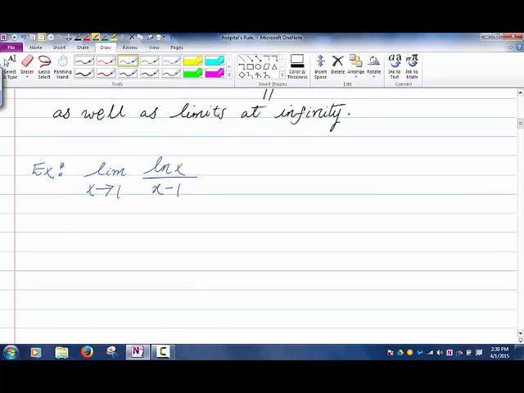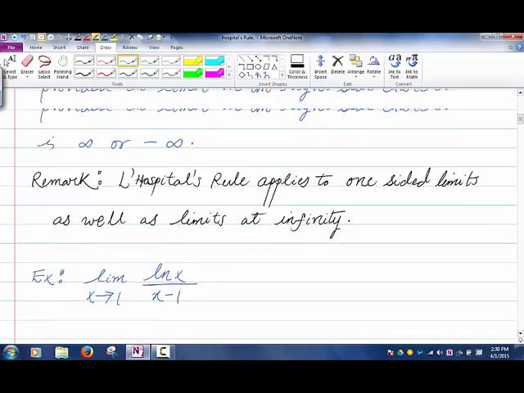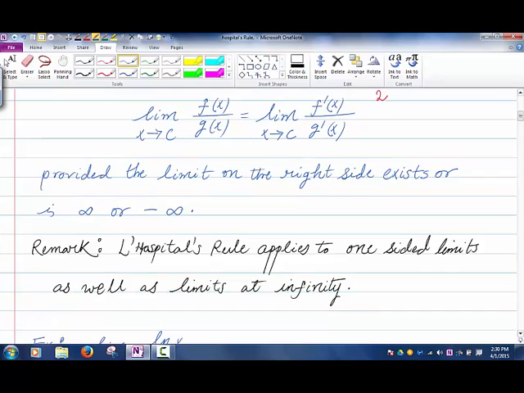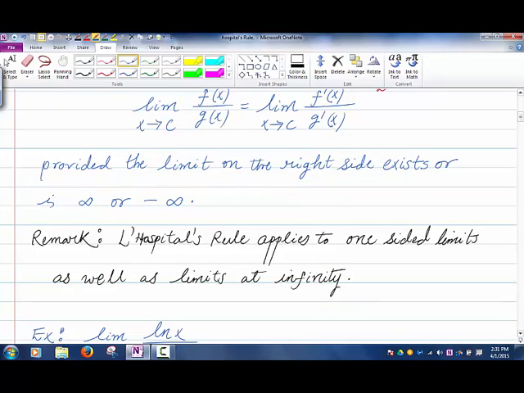Okay, so let's look at some examples then. What was the remark? Oh, the remark was I can use L'Hopital's rule not only for the limit as x goes to c, but also for the limit as x goes to c from the right or left, or as x goes to infinity or negative infinity. So you can apply L'Hopital's rule for any type of limit as long as the limit has indeterminate form 0 over 0 or infinity over infinity.